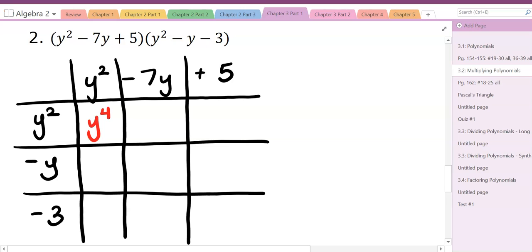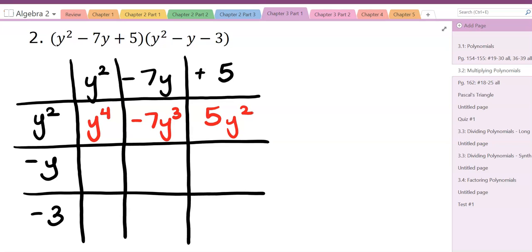Now you can go off to the right, or you can go down the columns if you want. You can do the rows or the columns in either order. It doesn't matter which one you do first. If we're going across to the right here, and I'm taking y squared times negative 7y, you're going to have negative 7y to the 3rd. Then if we take y squared times 5, that's going to say 5y squared. Are you guys seeing how I'm getting those numbers? So now I'm going to go to the next one.